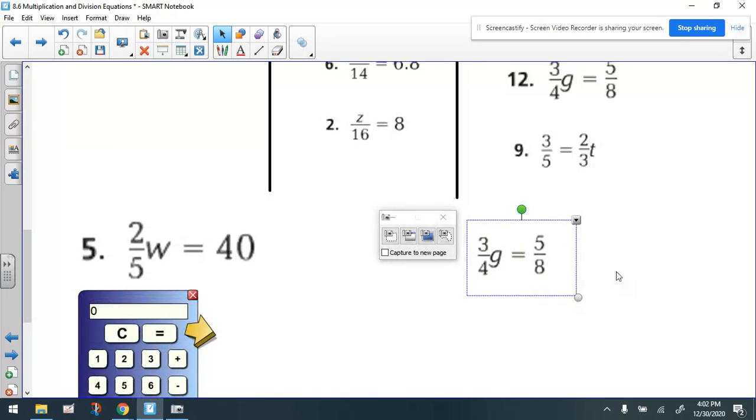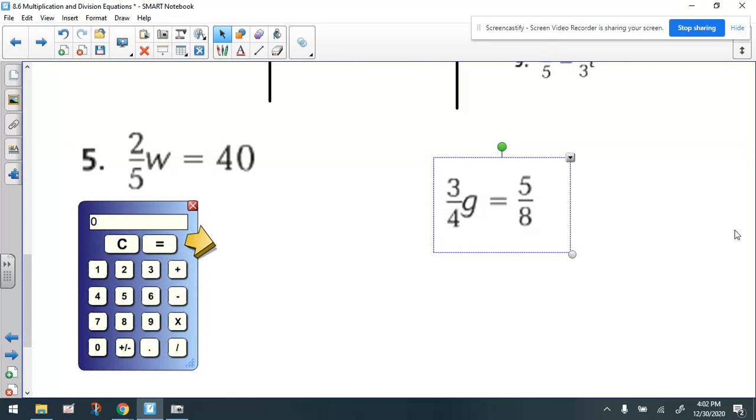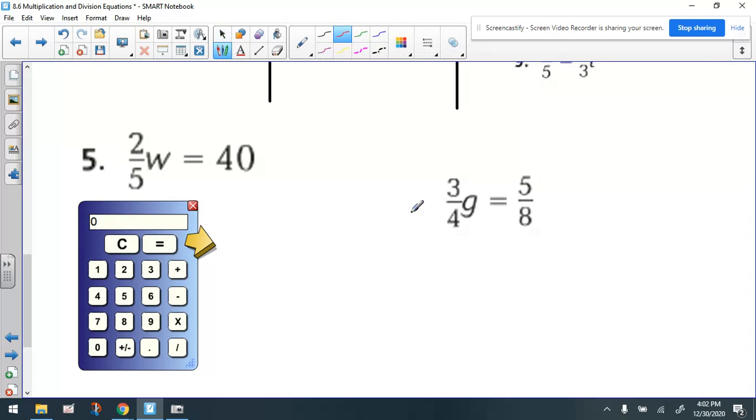Let me bring that down here, make it bigger. All right, so the first thing you should be saying to yourself is, what's the opposite of multiplying a variable by 3/4? And the answer to that question is to divide by 3/4. And what's the same as dividing by 3/4? Multiplying by the reciprocal of that. What's the reciprocal of this? It's times 4/3. So that's what we're going to do.